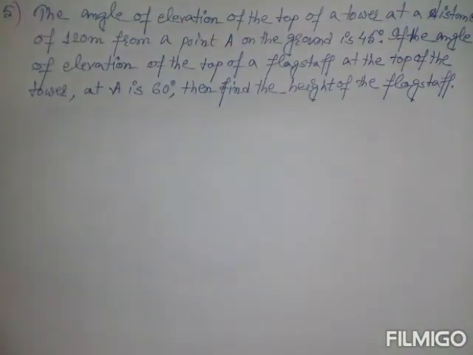Now here we go for number 5. The angle of elevation of the top of the tower at a distance of 120 meters from a point A on the ground is 45 degree. If the angle of elevation of the top of the flagstaff at the top of the tower at A is 60, then find the height of the flagstaff. Okay, now we can draw this.